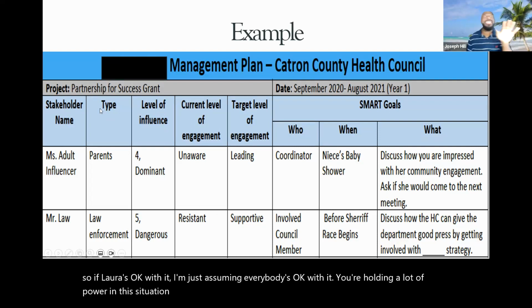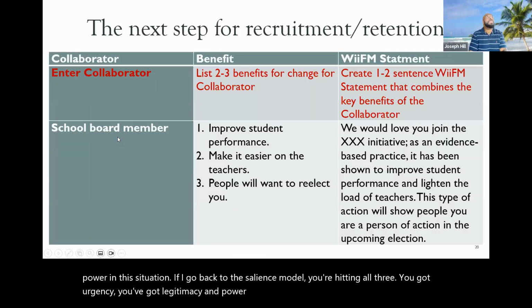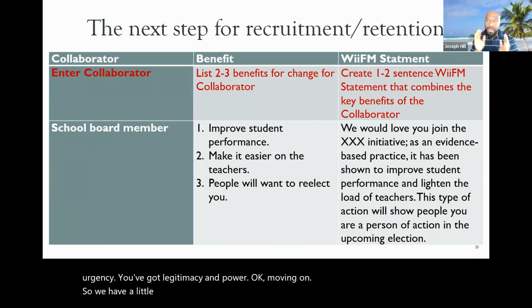If I go back to the salience model, you're hitting all three. You've got urgency, you've got legitimacy, and power. Okay, moving on. So we have a little time to do this exercise.